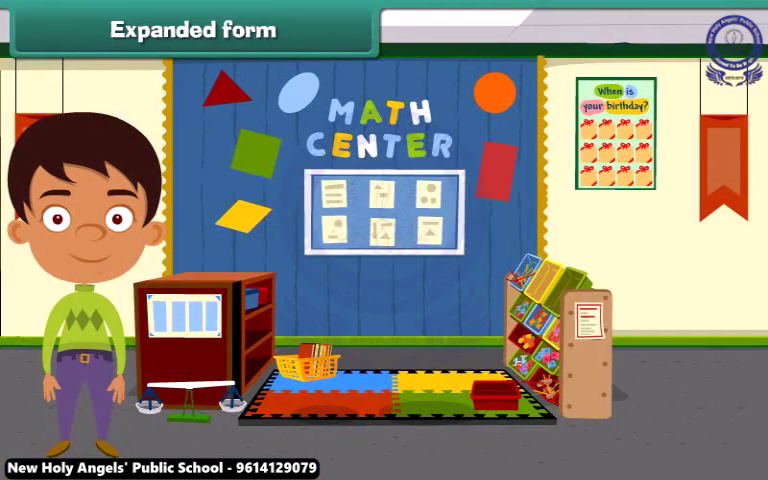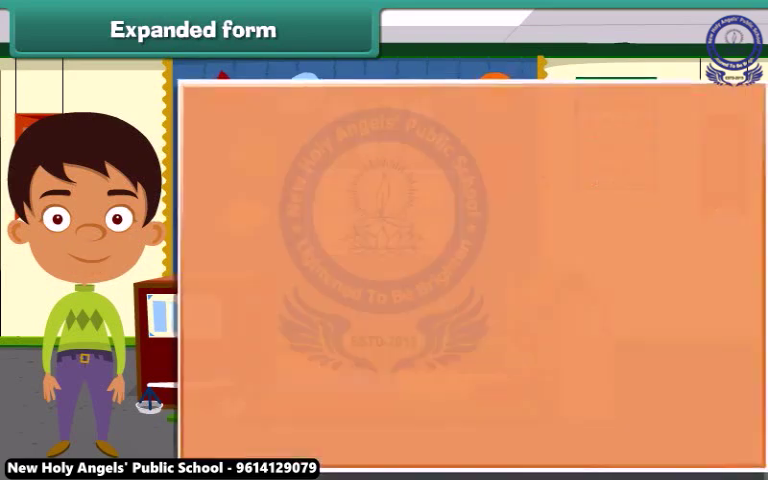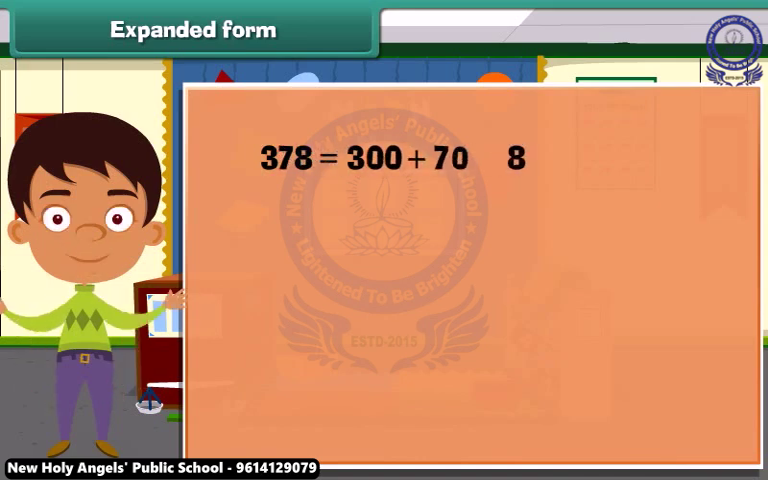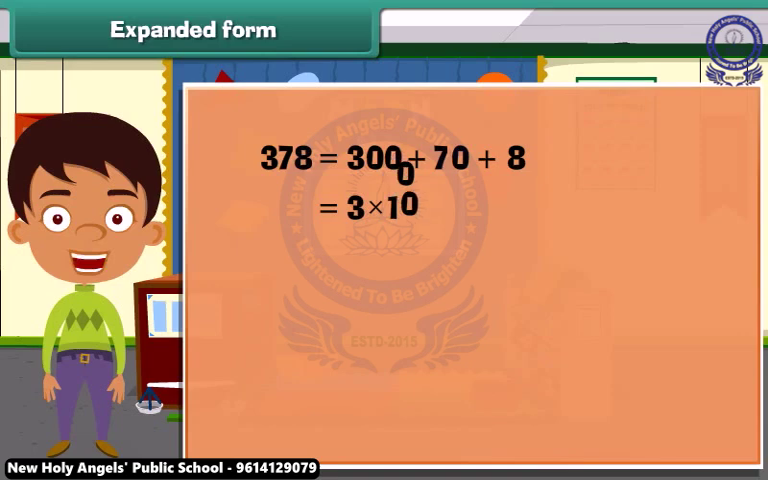Expanded form. Now we learn to write numbers in the expanded form. Let's begin with some examples. The number 378 is written in expanded form in the following way. 378 is equal to 300 plus 70 plus 8, which is equal to 3 into 100 plus 7 into 10 plus 8 into 1.